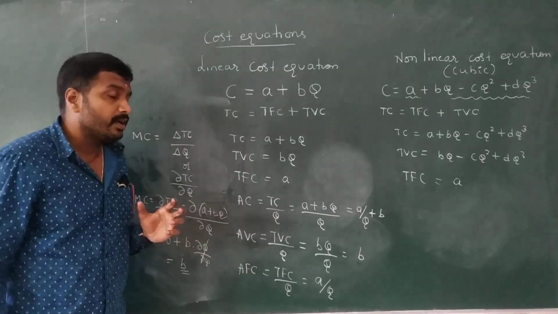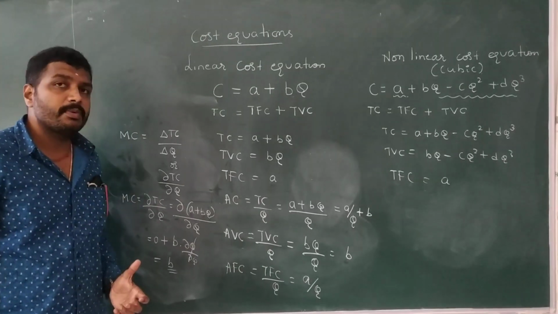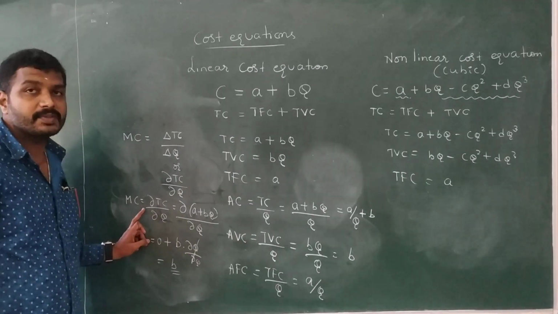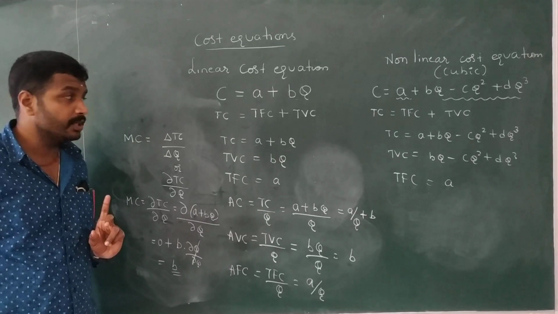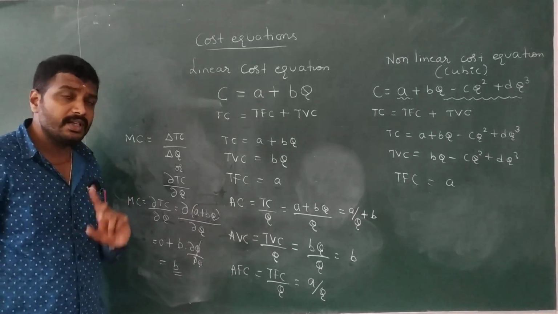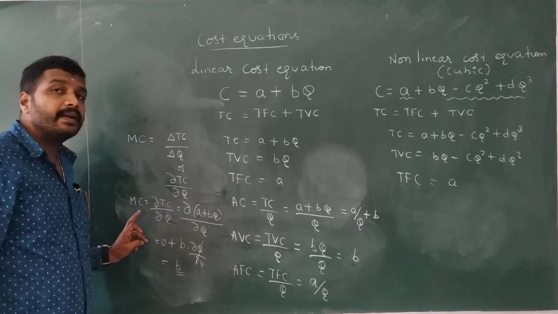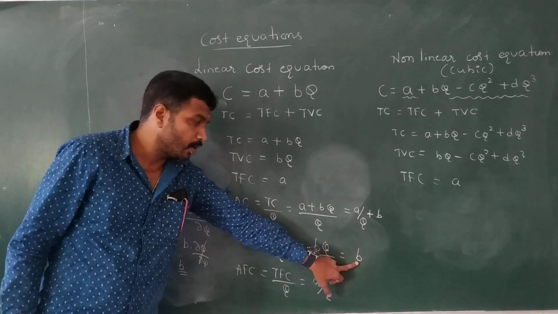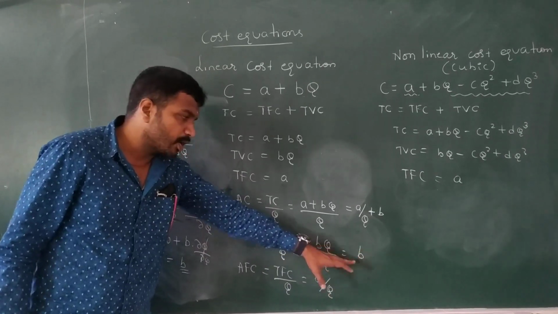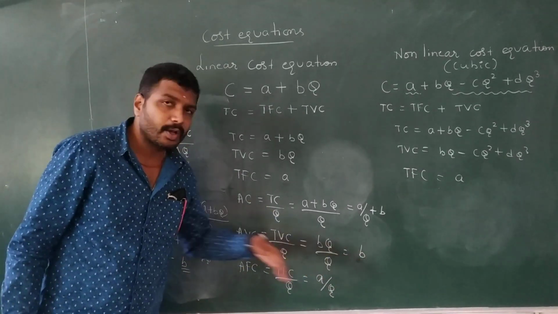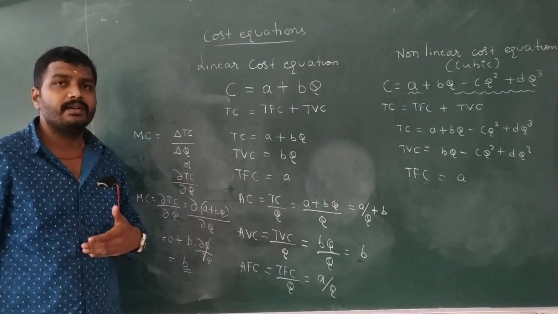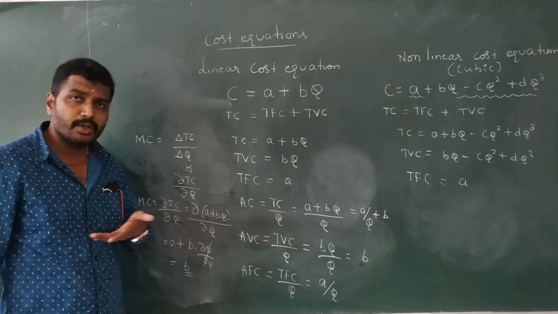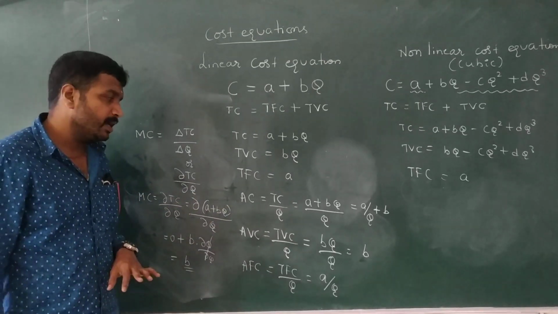Now the interesting thing you need to remember here is, if we look into AVC and MC in case of linear cost equation, AVC and MC both are same and equal to B, which used to be a constant. Whenever you plot a constant across any variable, the resulting curve used to be horizontal, or parallel to the corresponding x-axis.